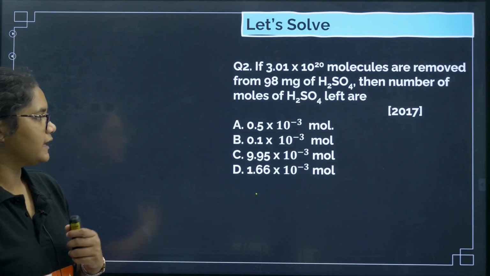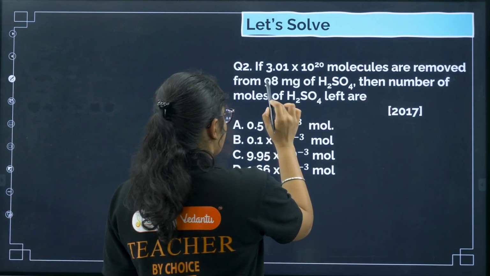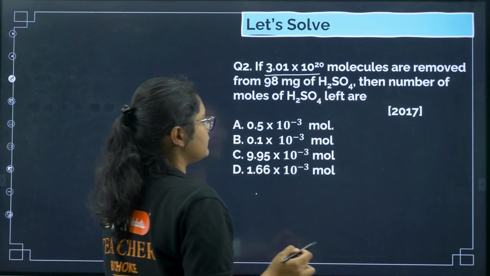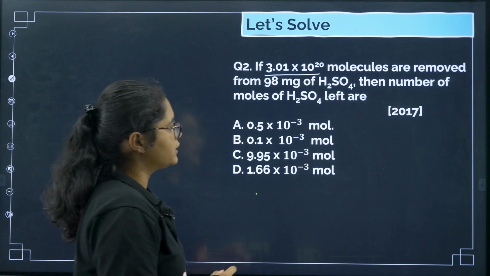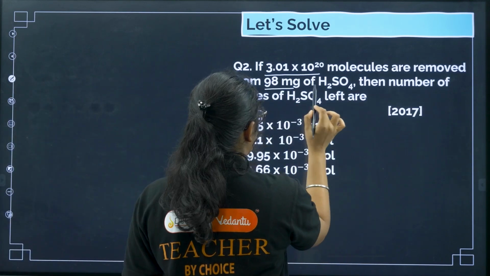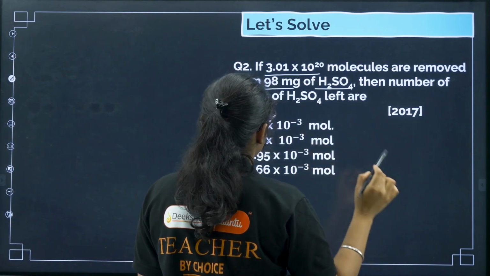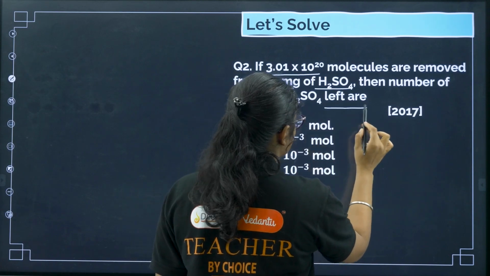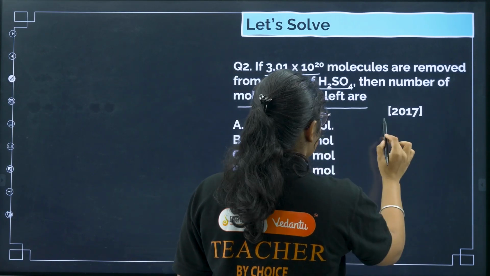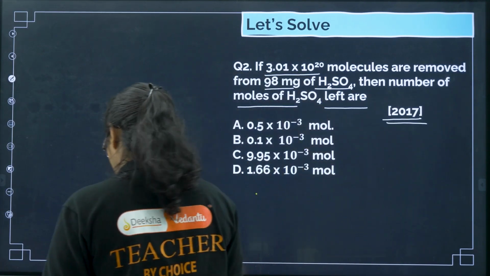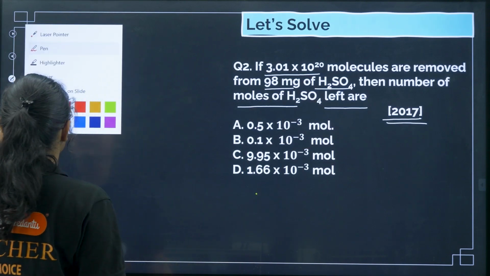Okay, now let us see the next question. If 3.01 into 10 to the power of 20 molecules are removed from 98 milligram of H2SO4, then the number of moles of H2SO4 left are... So this question was asked in 2017. Now let us try to solve this question.